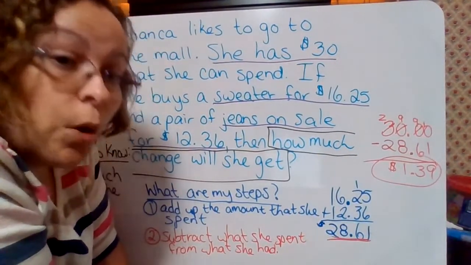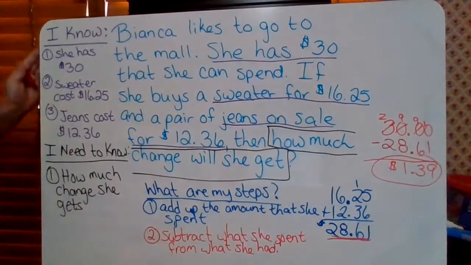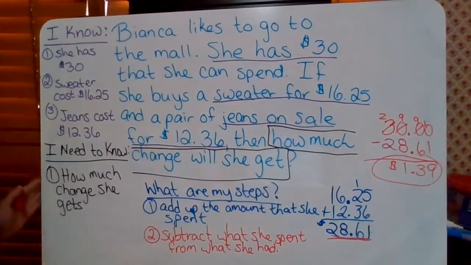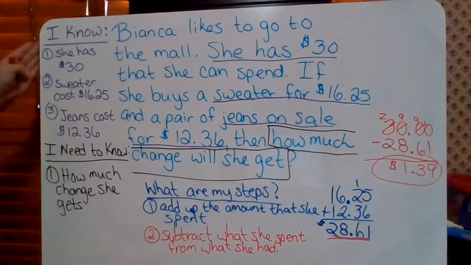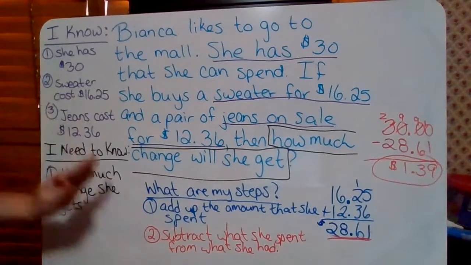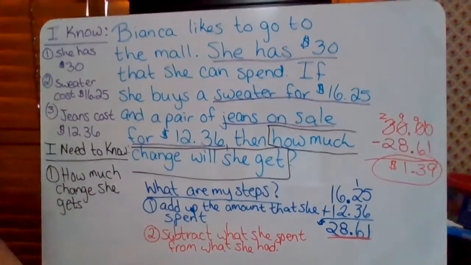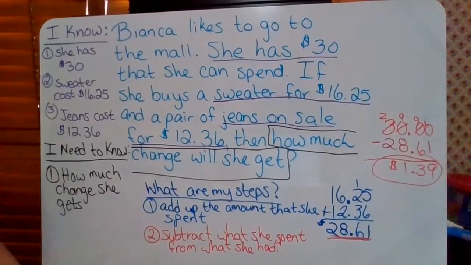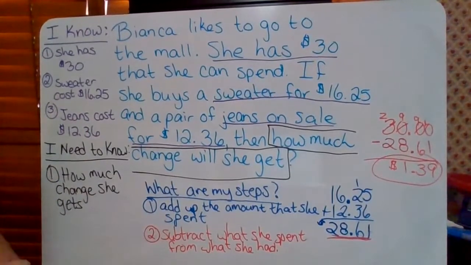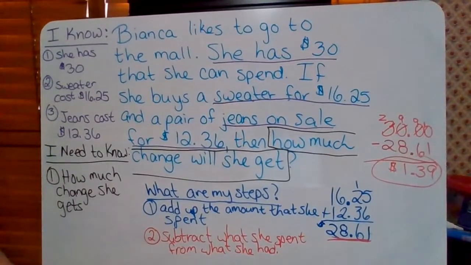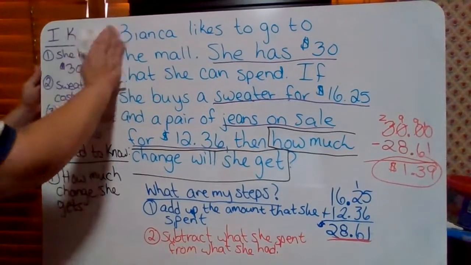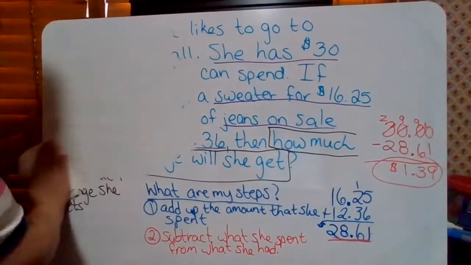Okay? So I hope that makes sense. So we have what we know. We have what we need to know. So we take what we know and we use these steps to figure out what we need to know. All right, so that's that one. We're going to do another one. And a lot of times word problems aren't just going to be one step. You're going to have a couple steps that you have to work through in order to get the answer that they're asking for. Okay?